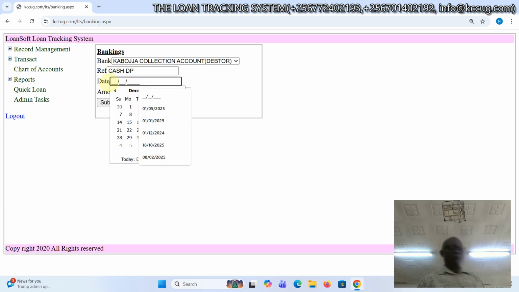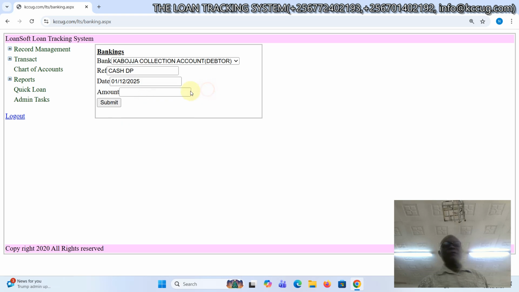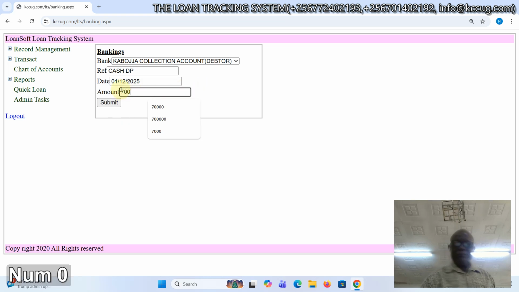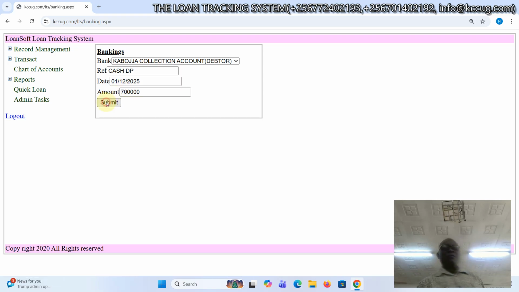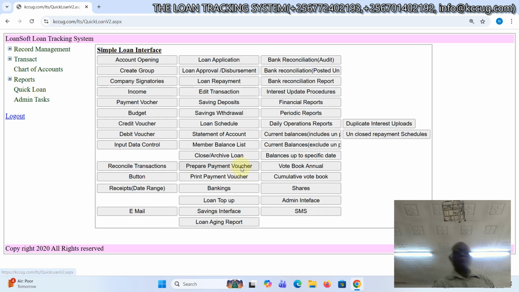How much was it? Okay, I'm depositing on the 1st of December 2025, 700,000. Sometimes you may leave the. Okay. So once you do that, now you are going to discover that the money has actually, and no, I think I have made a mistake. I'm sorry. We shall have to use a different method. I will not use this banking option.